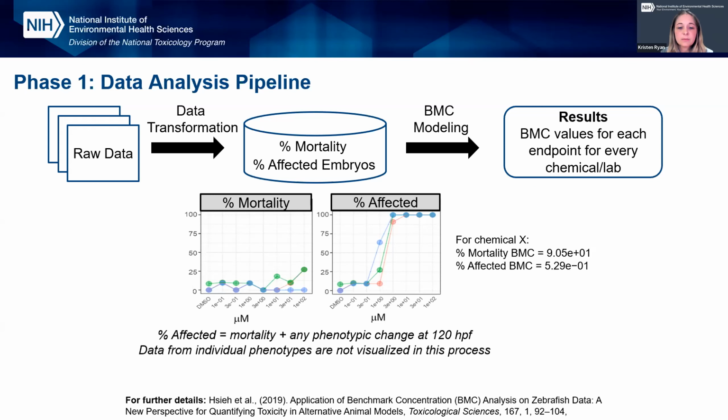And so next we conducted BMC modeling to identify the concentration at which the chemical caused mortality or malformations for each chemical tested in each lab. So the approach to calculate a BMC versus a different metric of toxicity is really based on our experiences modeling dose response data from in vivo and in vitro assays, and the acceptance of this model by risk assessment groups and regulators.